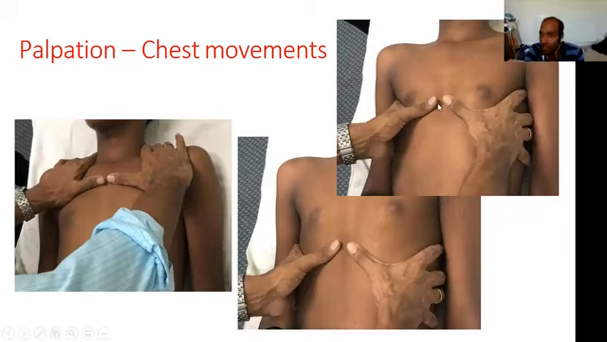If you look carefully at this picture, you can see that the tips of my thumbs are pointing up and are not in contact with the chest wall. The pulp of your thumb is in contact, but the tip of your thumb is lifted away from the chest wall. This is to make sure that your thumbs move apart with the breathing movements. So upper zone, middle zone, and lower zone.